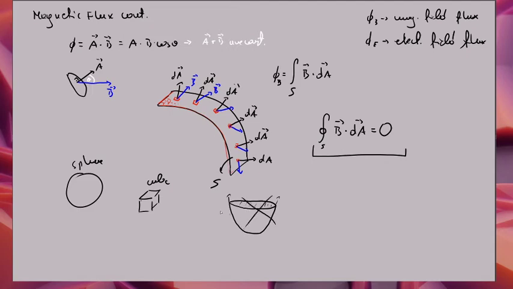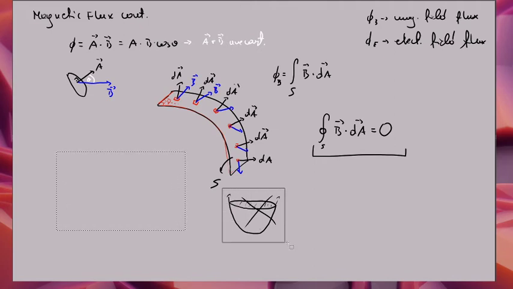This wouldn't do. But a cube is a closed surface. Every side is closed off, and a sphere is a closed surface. Every patch is closed off. And so if you integrate the magnetic field over any closed surface, you always end up with 0. This is a Maxwell's equation. We're not deriving this at all. We're just stating it, and you should be aware of it.